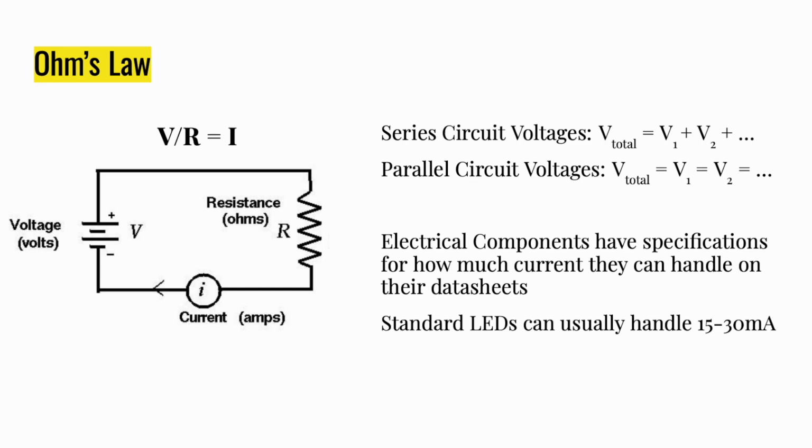This is a very useful proportion when working with electrical components because after you determine the voltages throughout your system, based on whether your components are in series or in parallel, you can figure out how much resistance is needed to output a specific current. This is important because all electrical components have specifications for how much current they can safely handle. You can find these specifications on their data sheets, but for the standard LEDs that we used, they can usually handle between 15 to 30 milliamps.